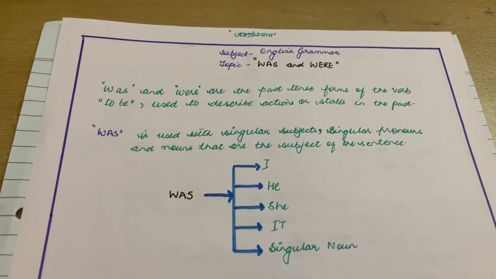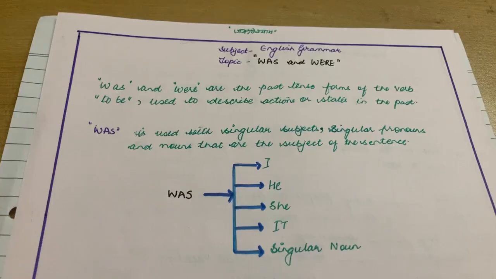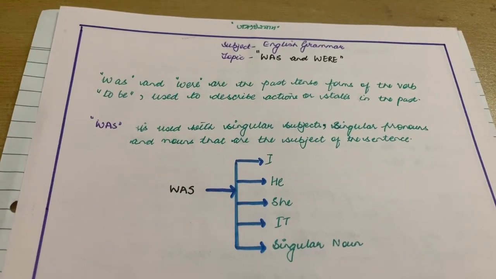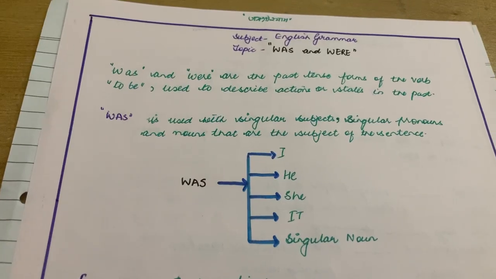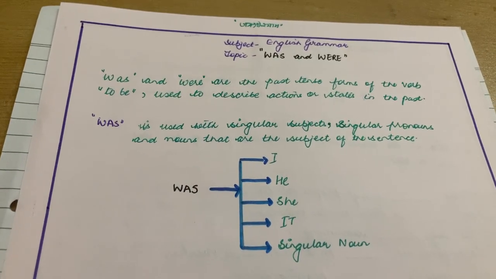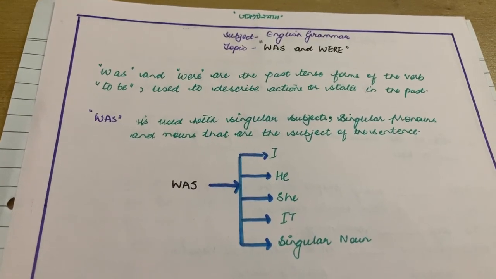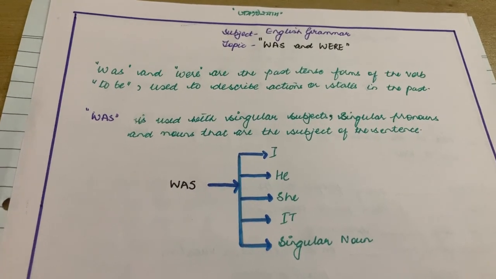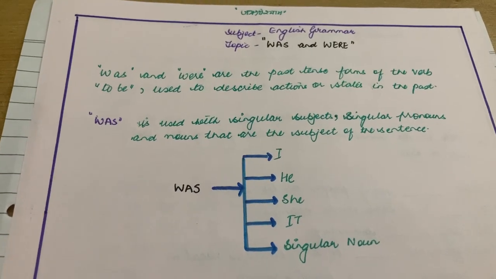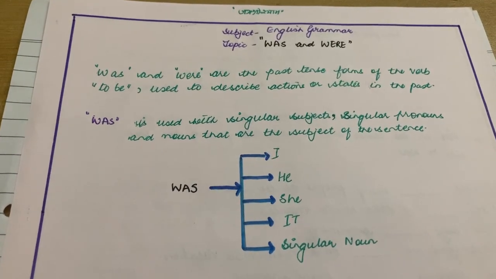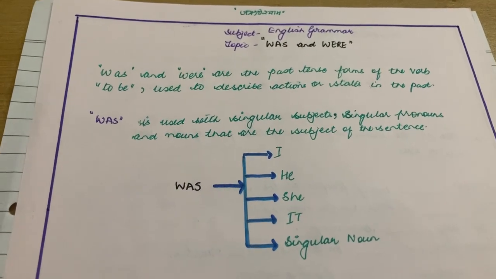Today's subject is English grammar and the topic is was and were. In my last video of simple past tense, I had told you that I'll make a separate video of the verb form to be, that is was and were, so that each and every small topic in English grammar is covered in detail along with the practice worksheet.